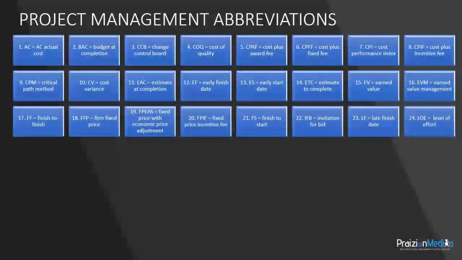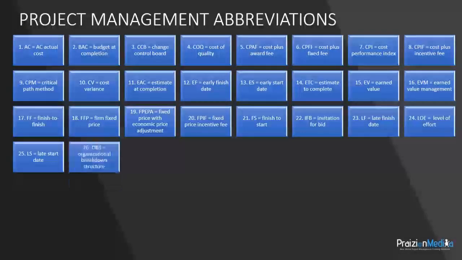LOE, Level of Effort. Level of effort is used to describe a type of effort that is determined upfront and is used in earned value calculations. In level of effort type arrangements, we expect the earned value to be equal to the planned value. If there is a variance, then it could be an indicator that something is off. LS, Late Start Date. Late start date is again used in critical path determination with forward passes and backward passes.